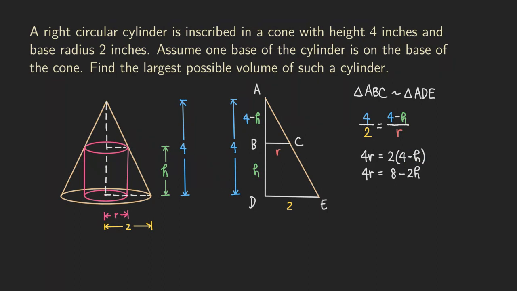And then now we are solving for R, right? So we are going to divide both sides by 4. So we are going to get 2 minus 1 over 2H. Okay, so that's what R is equal to.